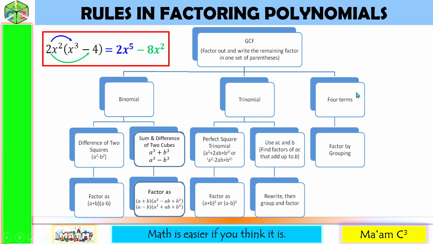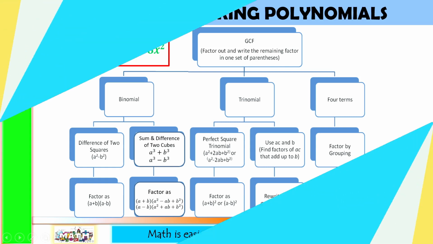We have discussed and you have learned how to factor a binomial, whether it is a difference of two squares or sum and difference of two cubes. You also learned how to factor a trinomial, whether it is a PST, a perfect square trinomial, or a general trinomial where a is equal to 1 and a is greater than 1. This one here is not included in the competencies for grade 8, so we will skip this for now, but I am going to create a video lesson on this. Let us start solving problems.